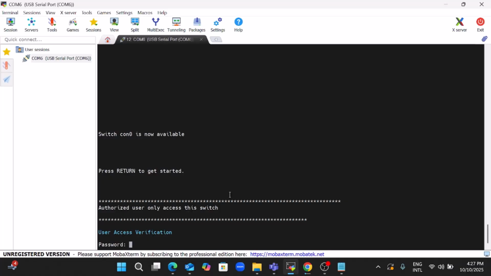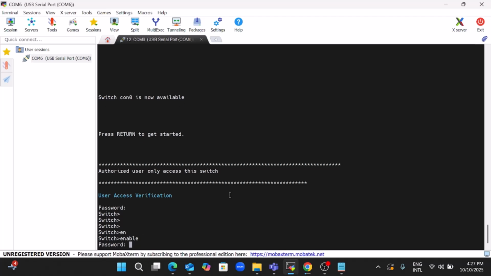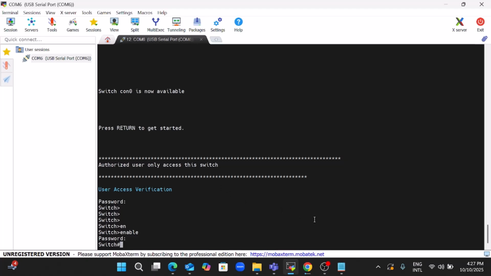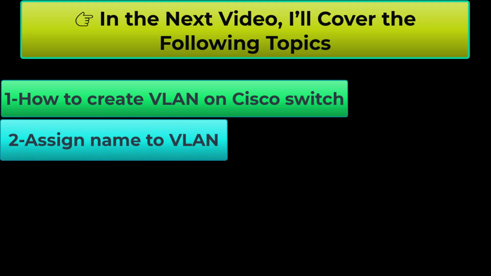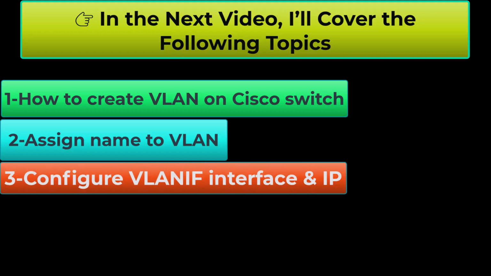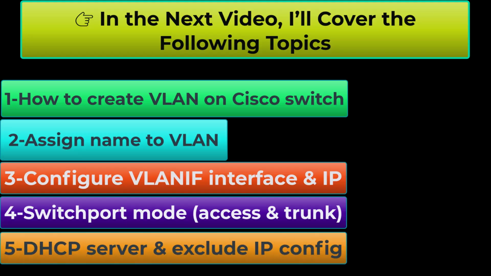This was part 1 for Cisco Switch Basic Configuration. I will continue some other important topics in next video. I will cover the following topics in my next video for the Cisco Switch series, like how to create VLAN on Cisco Switch, how to assign name to the VLAN, and the third one, how to configure VLAN layer 3 configuration and different switch port modes, access and trunk, and I will show you how to configure DHCP server configuration. Just stay connected for the next video.